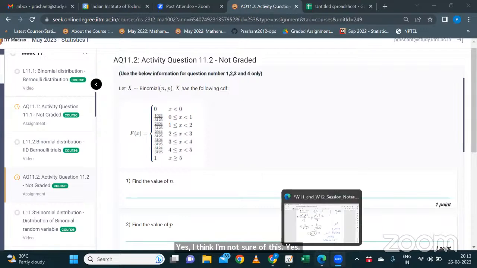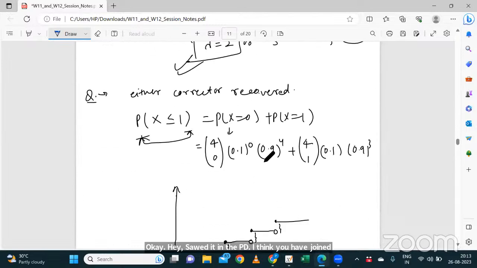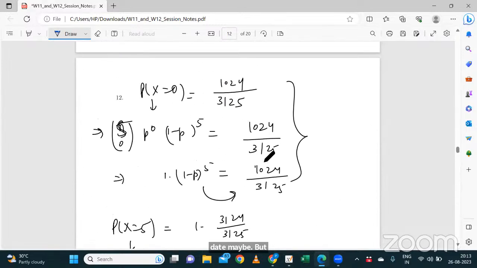Okay. I have solved it in the PDF. I think you have joined late, maybe. But yes, okay, this is the approach actually.